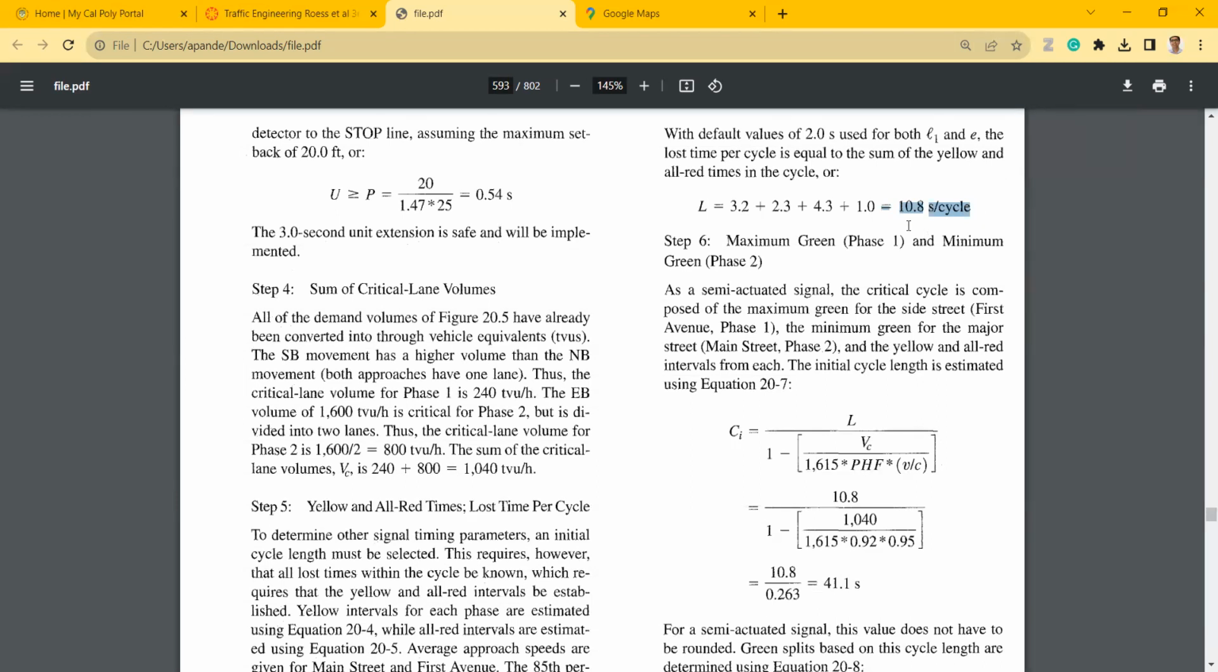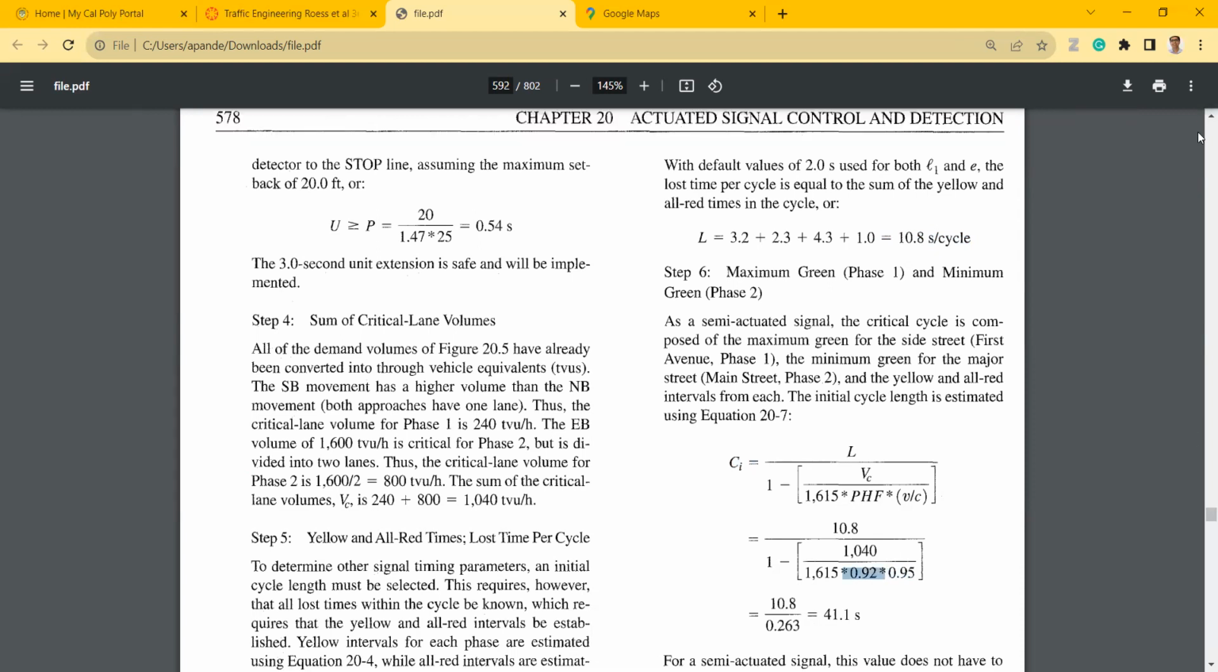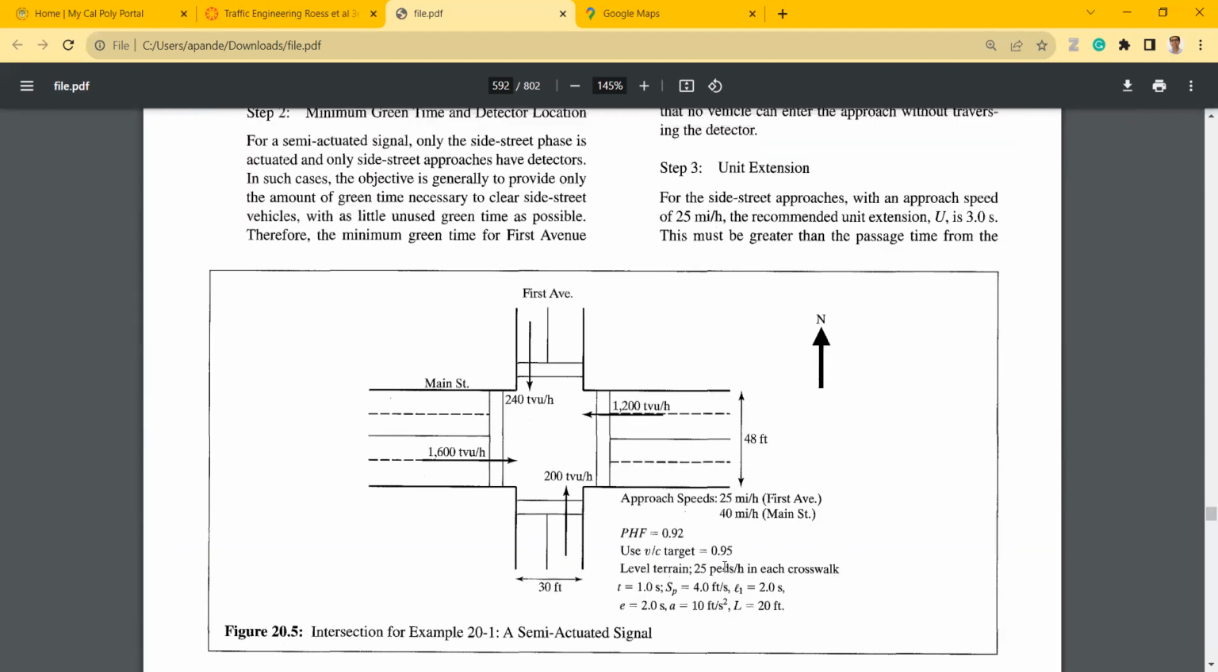You could use this then to figure out critical cycle length using the desirable cycle length formula that we talked about. Again, the V by C ratio that you're using is going to be 0.95 or higher. PHF was given. I think they even gave you the V by C target to be 0.95. Don't be surprised if that value is higher when you're doing the actuated design.